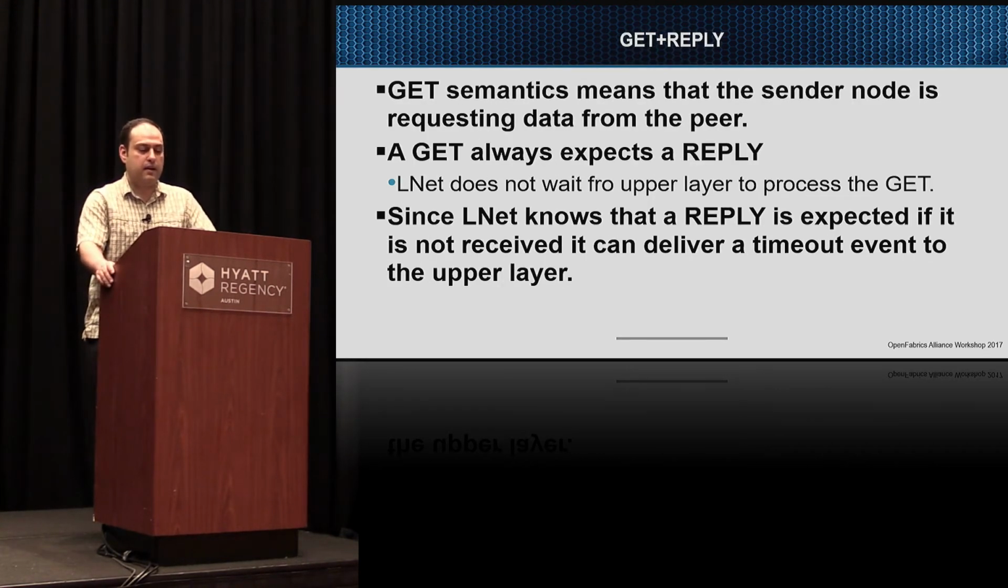Get semantics means that the sender node is requesting some data from the peer, and the same applies with get and the reply. We don't wait for the get to be processed. We just send the reply right away. And if we never receive it on the sender side, then we fail.